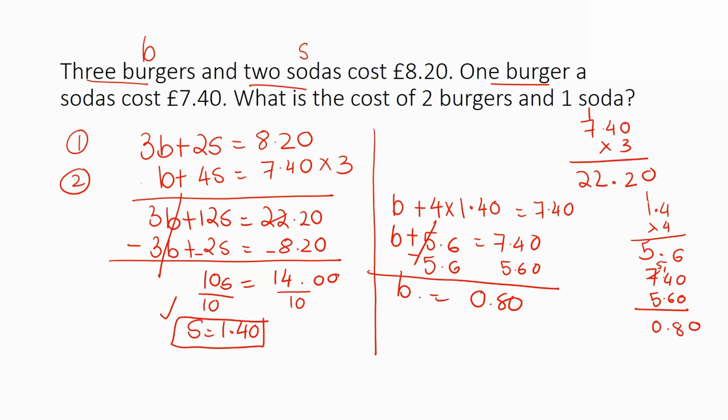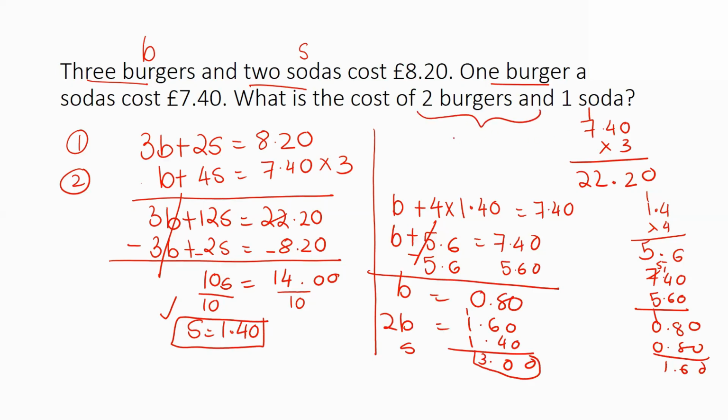And we need to find the cost of 2 burgers plus 1 soda. So 2 burgers is going to be, if I add another 80 pence, 1.6. So £1 and 60 pence. And then we need to add 1 soda. If we add 1 soda to that, that's exactly £3. So the combination of 2 burgers plus 1 soda equals £3. That's all you have to do.